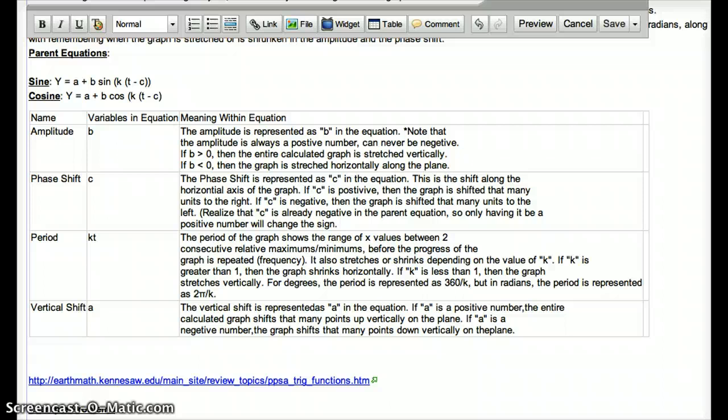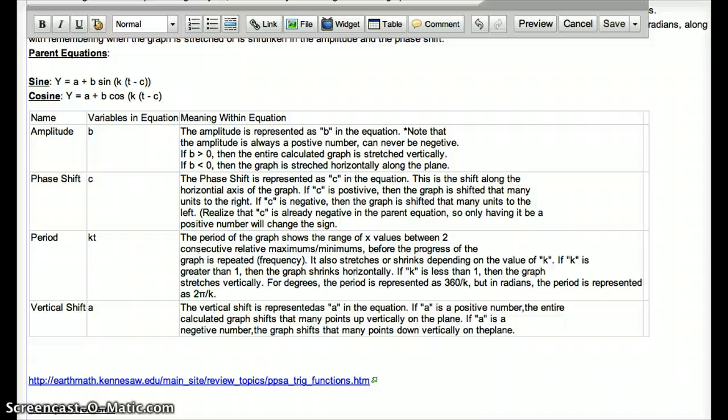But on the opposite side, if b is less than 1, then the graph is shrunk vertically. Sorry, anyways, so as you move along reading the graph, it is shrunk rather than stretched up and down. For the phase shift, it is represented as c in the equation.